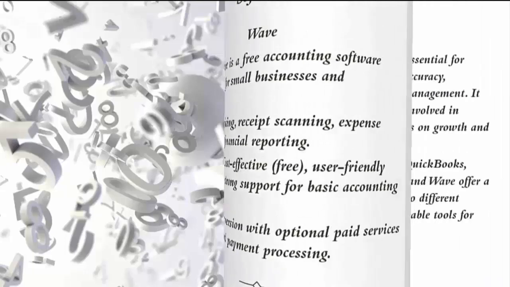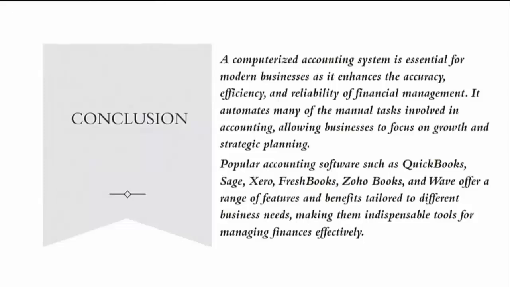Conclusion: a computerized accounting system is essential for modern businesses as it enhances the accuracy, efficiency, and reliability of financial management. It automates many of the manual tasks involved in accounting, allowing businesses to focus on growth and strategic planning. Popular accounting software such as QuickBooks, Sage, Xero, FreshBooks, Zoho Books, and Wave offer a range of features and benefits tailored to different business needs, making them indispensable tools for managing finances effectively.